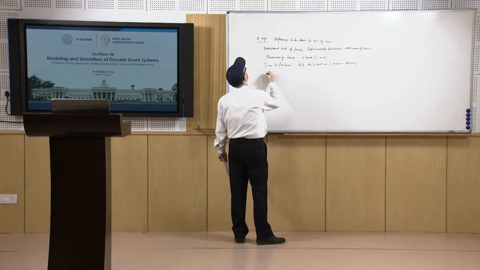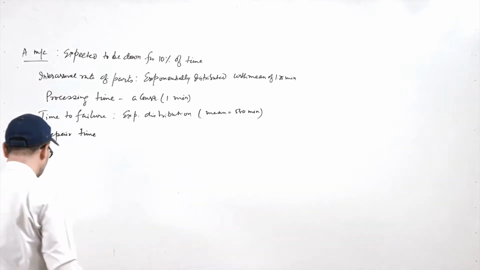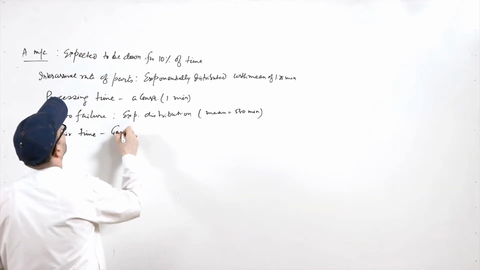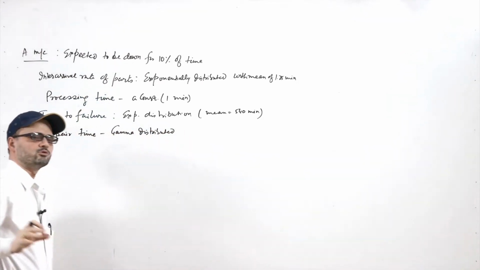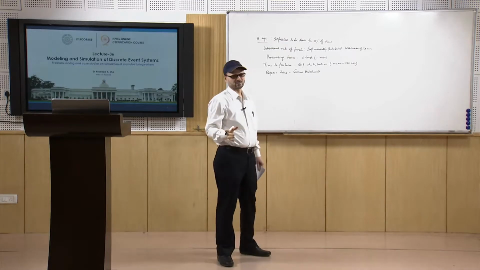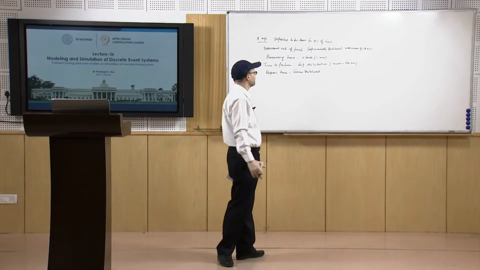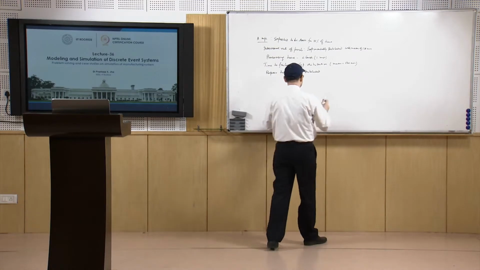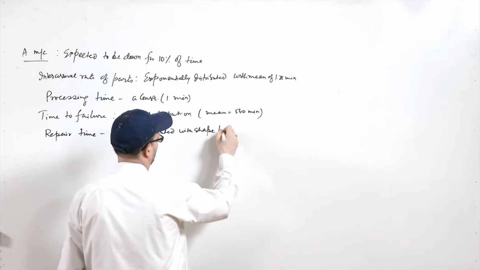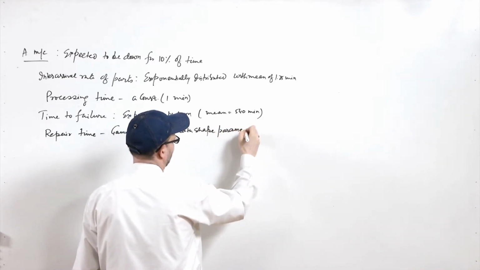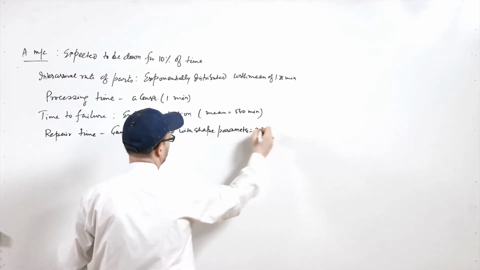Similarly, the repair time may be given. Repair time is said to be gamma distributed. As we know, in the gamma distribution you have two parameters, a shape parameter and a scale parameter, and the shape changes with the change in the shape parameter value. It is said to be a gamma distribution with a shape parameter of 2. We call these alpha and beta, sometimes beta and theta. So the shape parameter is 2 and the mean is 60 minutes.